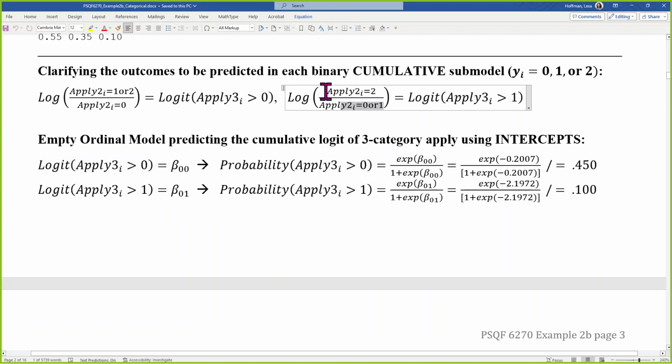So the way that we're going to solve this ambiguity of terminology is we're going to say the higher choice or the lower choice. So the higher choice for the first model is 1 or 2, and the lower choice is 0. The higher choice for the second model is just 2, and the lower choice is 0 or 1.